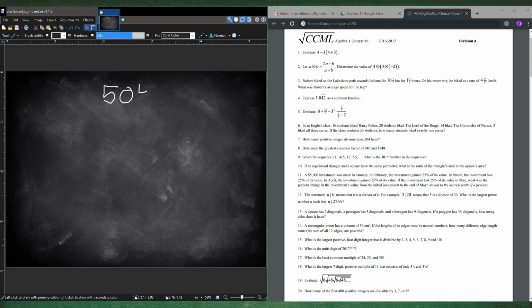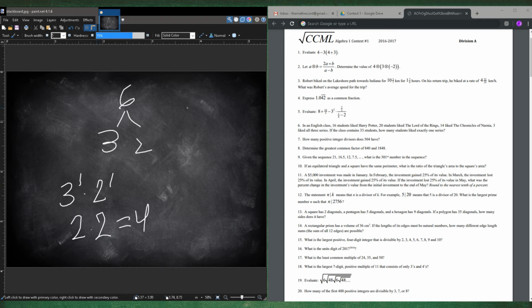This is true because let me give you a smaller case. Let's do something like 6. 6 is just 3 and 2. So you have 3^1 times 2^1, so it's just 2 times 2, which is equal to 4. And there are 4 divisors, which is true: 1, 2, 3, and 6.